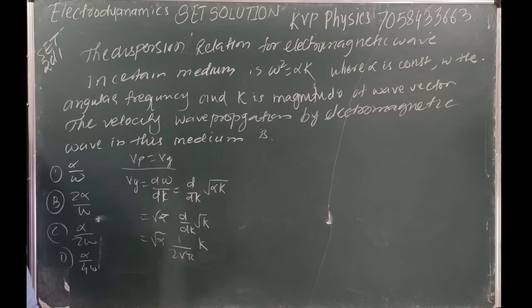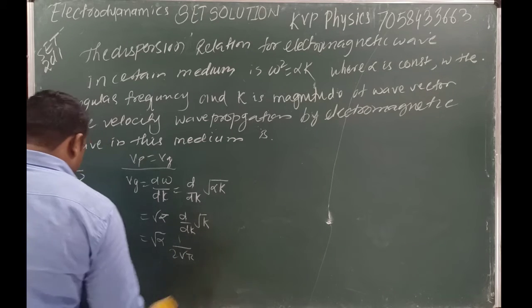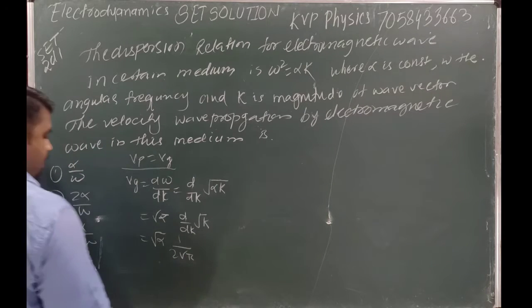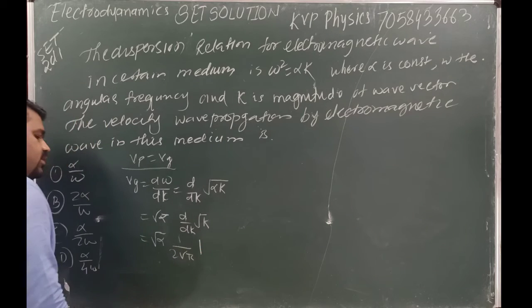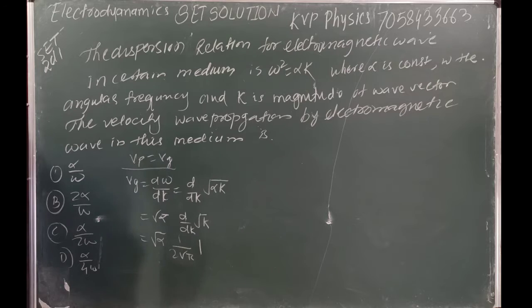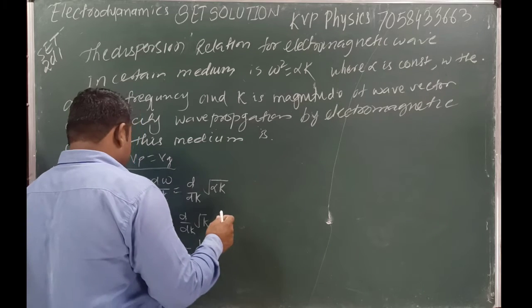Derivative of k with respect to k is 1. The derivative of this is 1, and this derivative is also 1. Okay. Means the derivative of root k is 1 upon 2 root k only. And then this is equal to how much then?